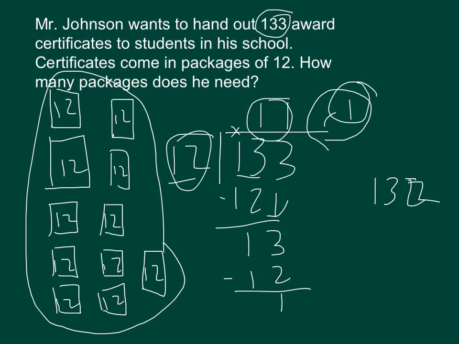So what does he need to do? He needs to get 1 extra package here. 11 packages is not going to be enough, so he's actually going to have to order another package. So he's going to have to add 1 on to that 11 packages that he has, and that would give him 12 total packages that he would need to get those 133 award certificates. So this is similar to the last one where we would use the remainder and add 1 to our quotient.